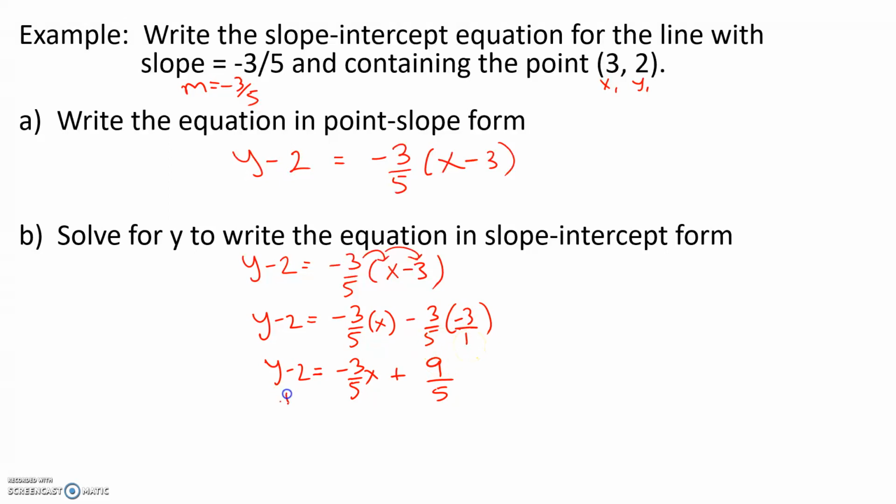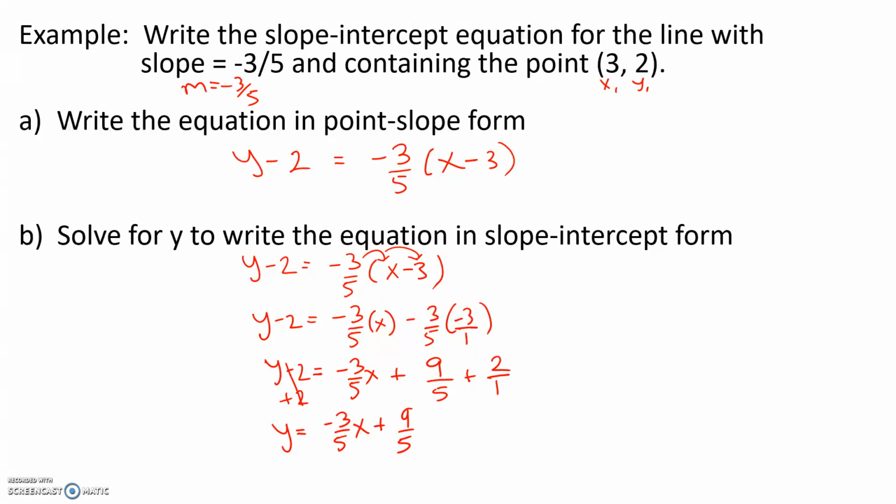But to isolate the y, we will now need to add 2 to each side. So we will add 2 to the left side and add 2 to the right side. Anytime we multiply, divide, add, or subtract a fraction and an integer, rewrite the integer as a fraction by writing it over 1. So now we have y equals -3 over 5x plus 9 over 5.